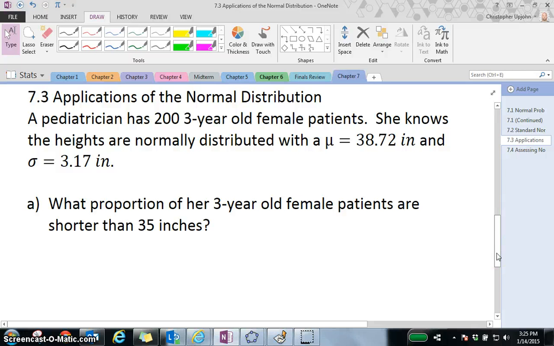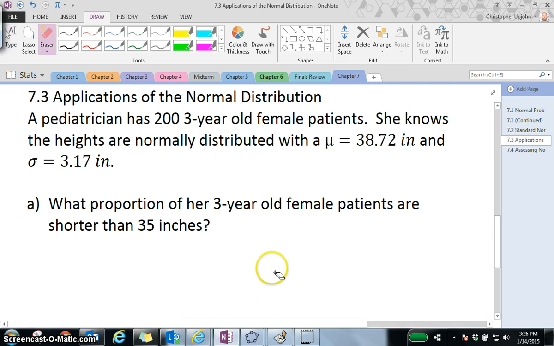All right, we're going to do applications of the normal distribution curve using the TI-Nspire calculator. So we're looking at this first problem. A pediatrician has 203 three-year-old female patients. She knows the heights are normally distributed with mu of 38.72 inches and standard deviation 3.17 inches. We're looking for what proportion of her 3-year-old female patients are shorter than 35 inches.